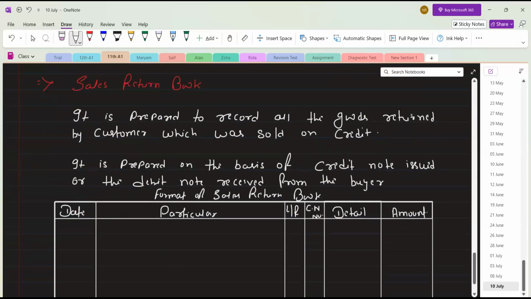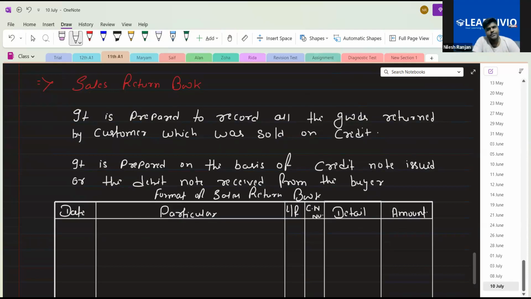Please write this also. Now there is only one book left, which is called proper journal. So we have completed cash book, purchase, purchase return, sales, and sales return book. So five are completed. There is one more, the purchase proper journal, which we will discuss in the next class, and this chapter will be complete. Please write this.